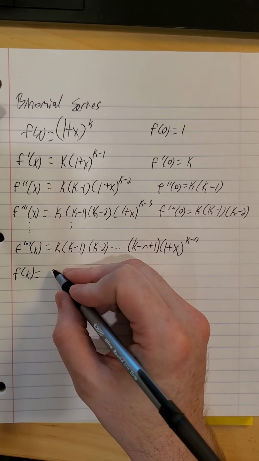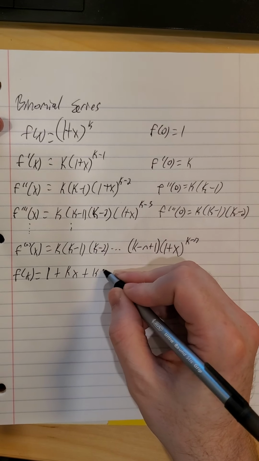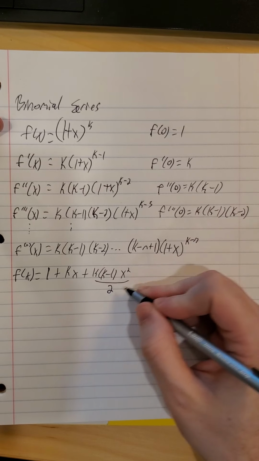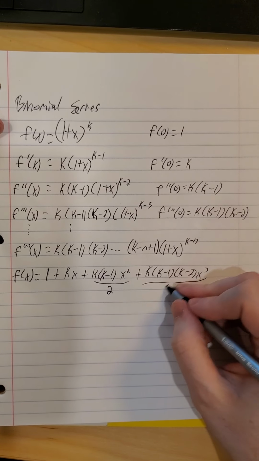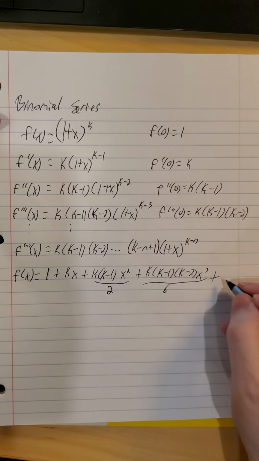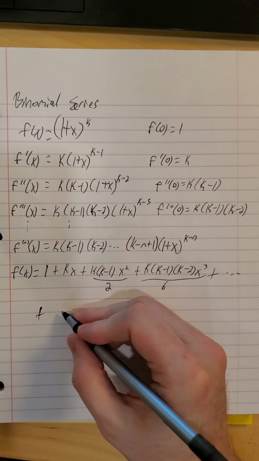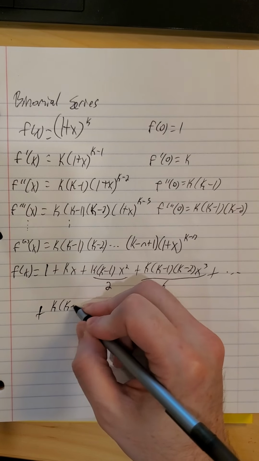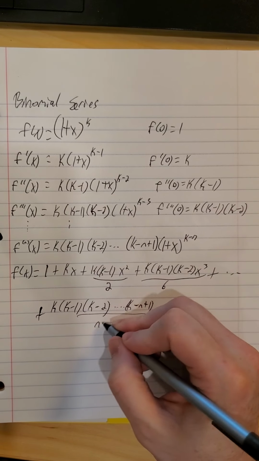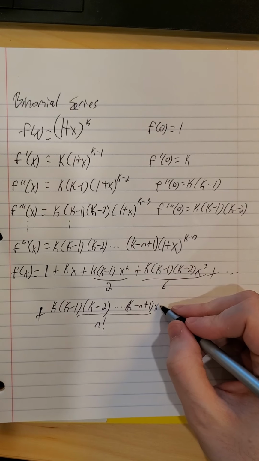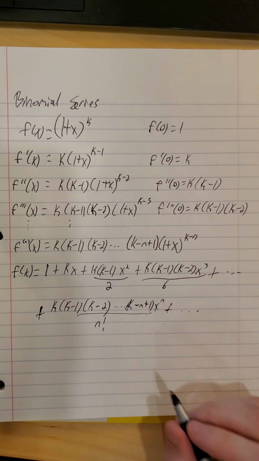So our f of x for this binomial would be 1 plus kx plus k times k minus 1 x squared over 2 factorial, which is just 2, plus k times k minus 1 times k minus 2 x cubed over 3 factorial, which is 6, plus, and we'll just pretend that I don't write so huge that I have to wrap this around, but pretend that it's still on the same line, plus our generic nth one, k times k minus 1 times k minus 2, all the way out to k minus n plus 1 over n factorial times x to the n plus dot dot dot forever. And this will converge on negative 1, 1.